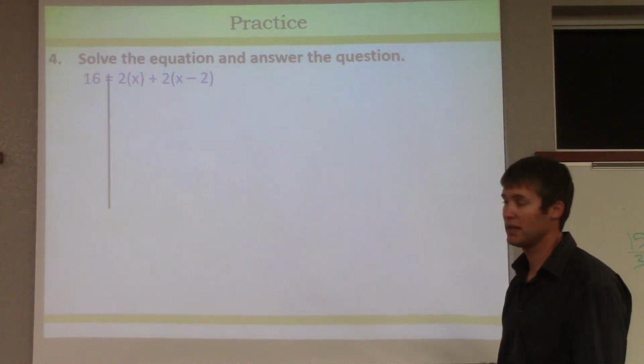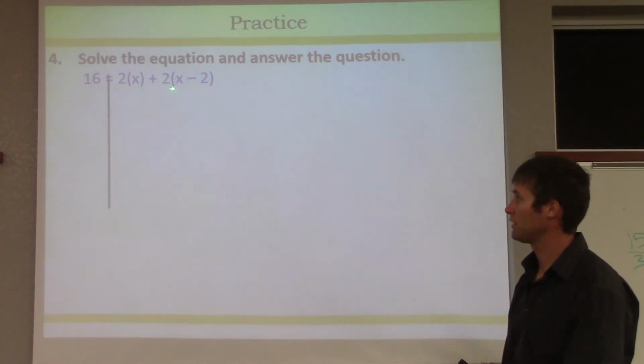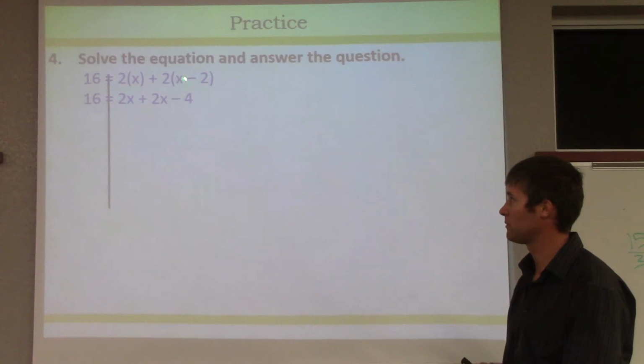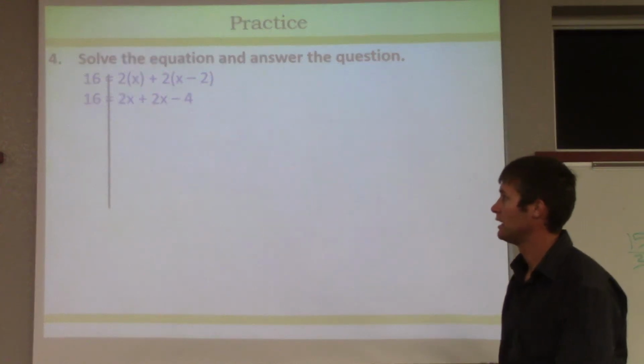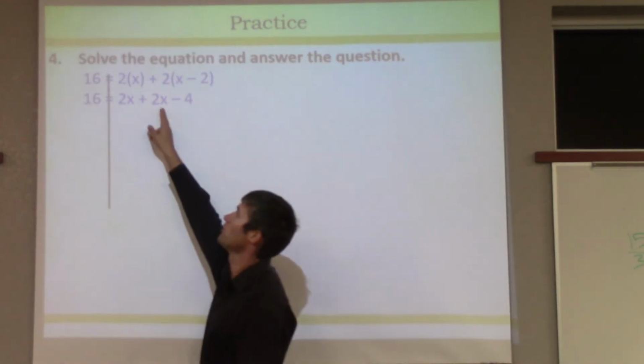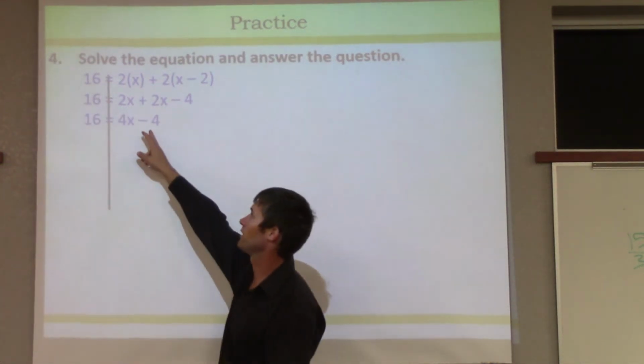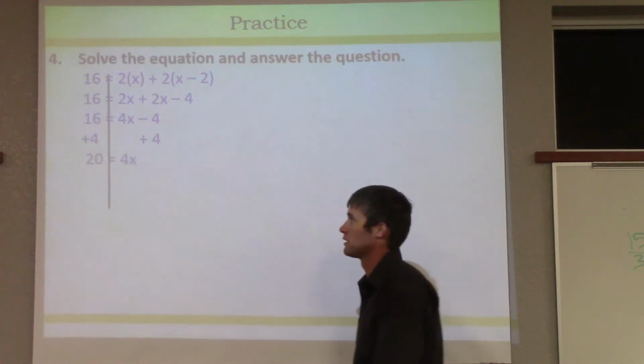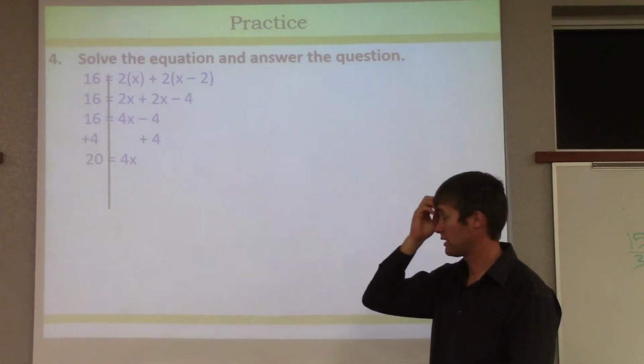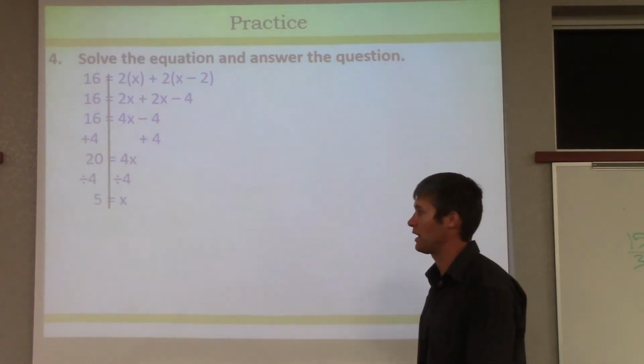So draw your line, go ahead and distribute. First step, 2 times x, 2 times 2. Combine like terms. 2x plus 2x is 4x. We're going to get rid of this 4, so add 4. Then we're going to get rid of the other 4 by dividing, so x equals 5.